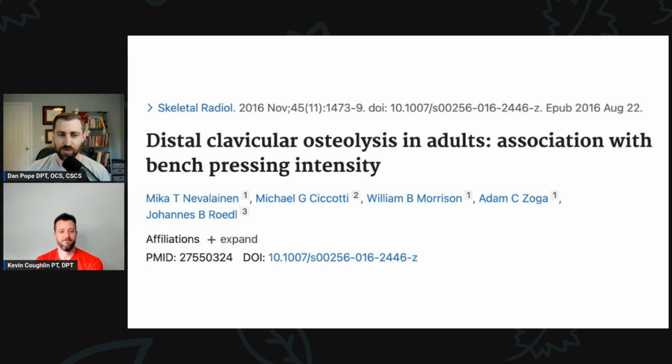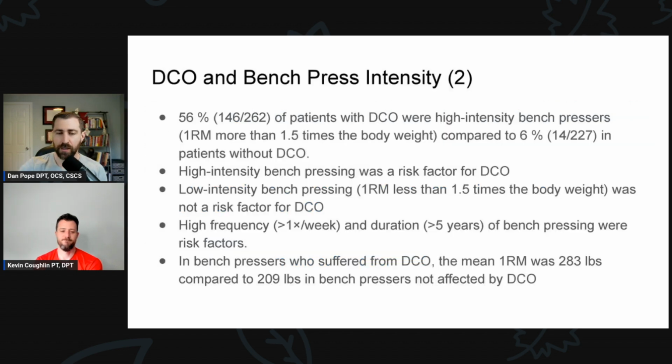All right. So this was a 2016 study, that fateful day where our hope was ruined, called Distal Clavicular Osteolysis in Adults: Association with Bench Pressing Intensity, right? Cool study. Like I said, sad study. A couple keynotes from the paper.